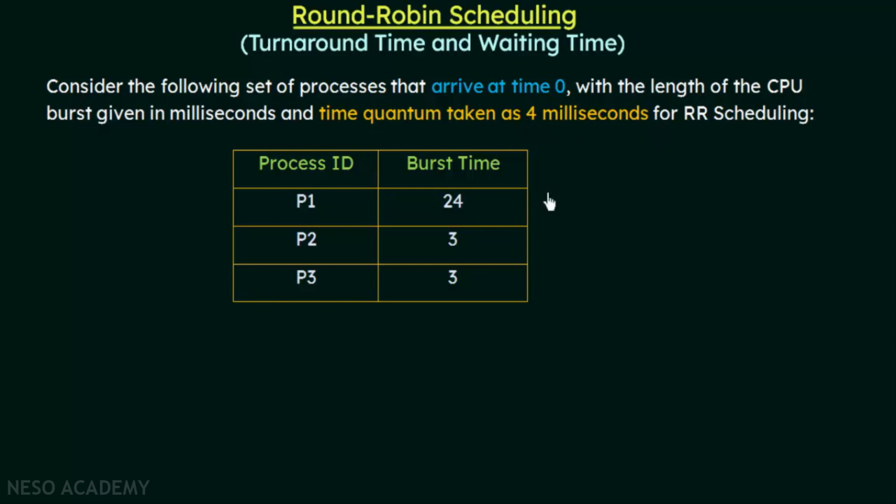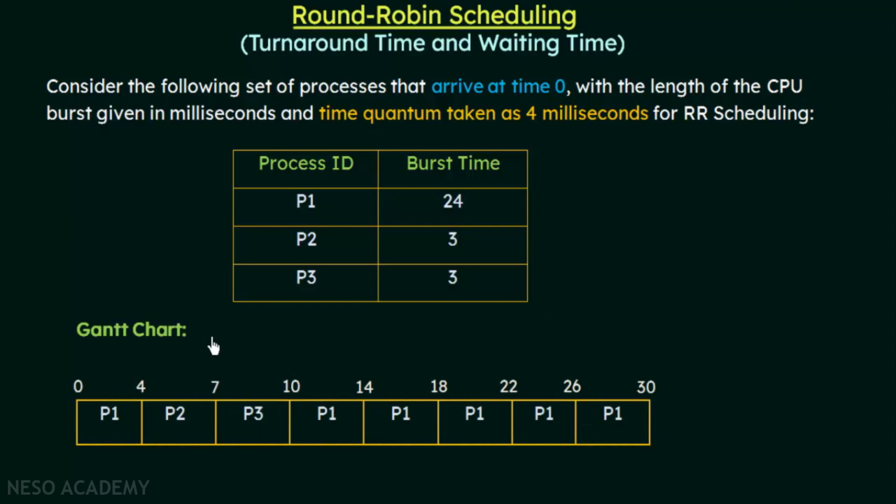Now we will see how to calculate the turnaround time and waiting time for this set of processes. The first step in calculating turnaround time and waiting time for any scheduling algorithm is to form the Gantt chart. After that, we will proceed to calculate the turnaround time and waiting time. So let us see how we can form the Gantt chart for this.